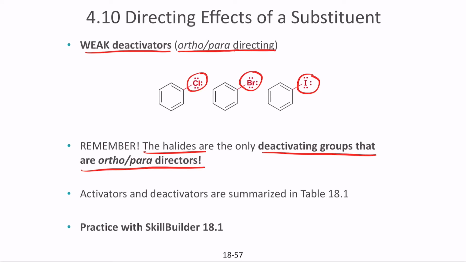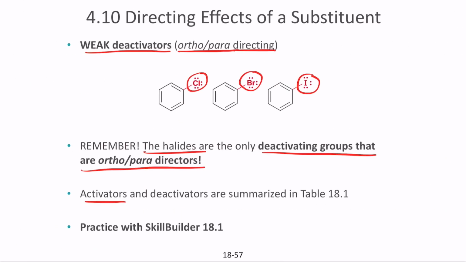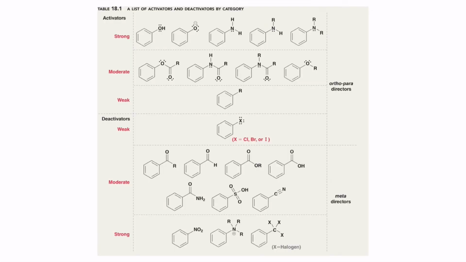And the only exception are the weak deactivators, which are the halogens. So activators and deactivators, we can summarize in a table in simple terms. So let me show you the table. Whenever you see a problem, use this table as a reference to know whether they are an activator or deactivator, whether they are a strong, moderate or weak activator, and whether they are deactivators.